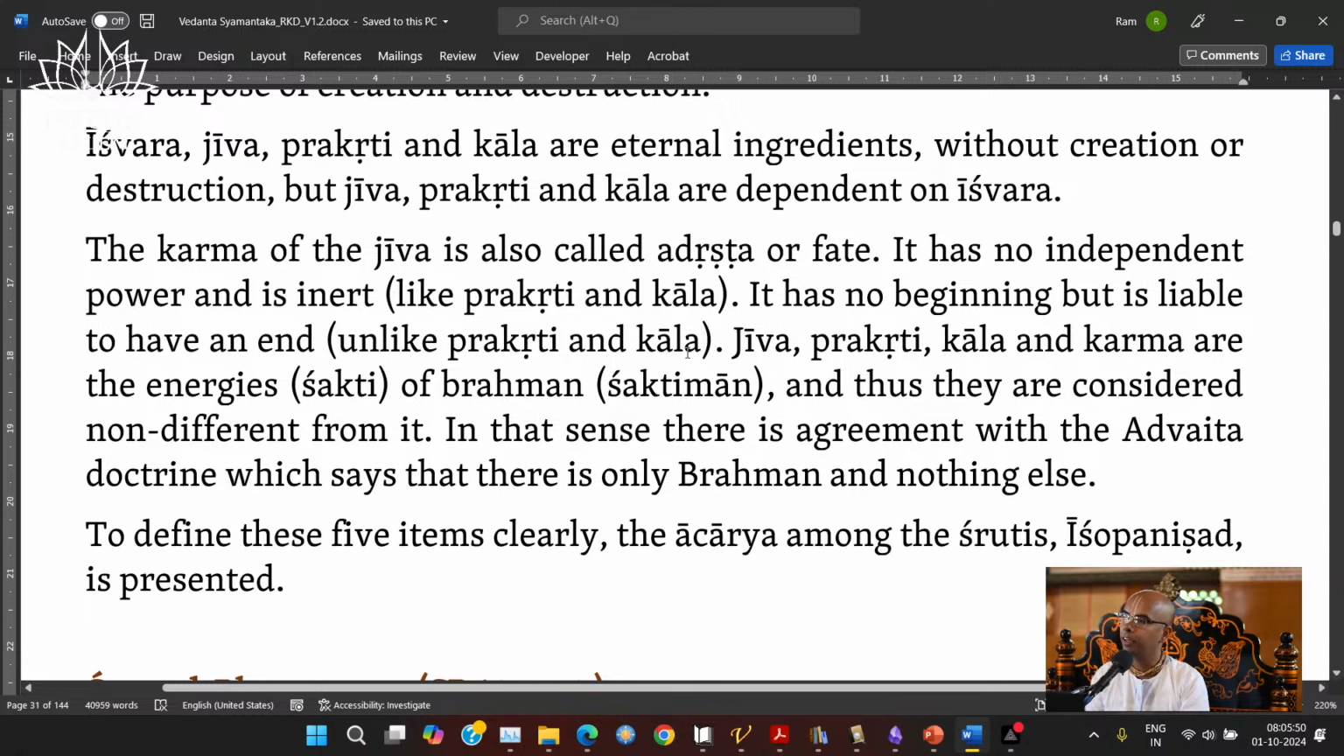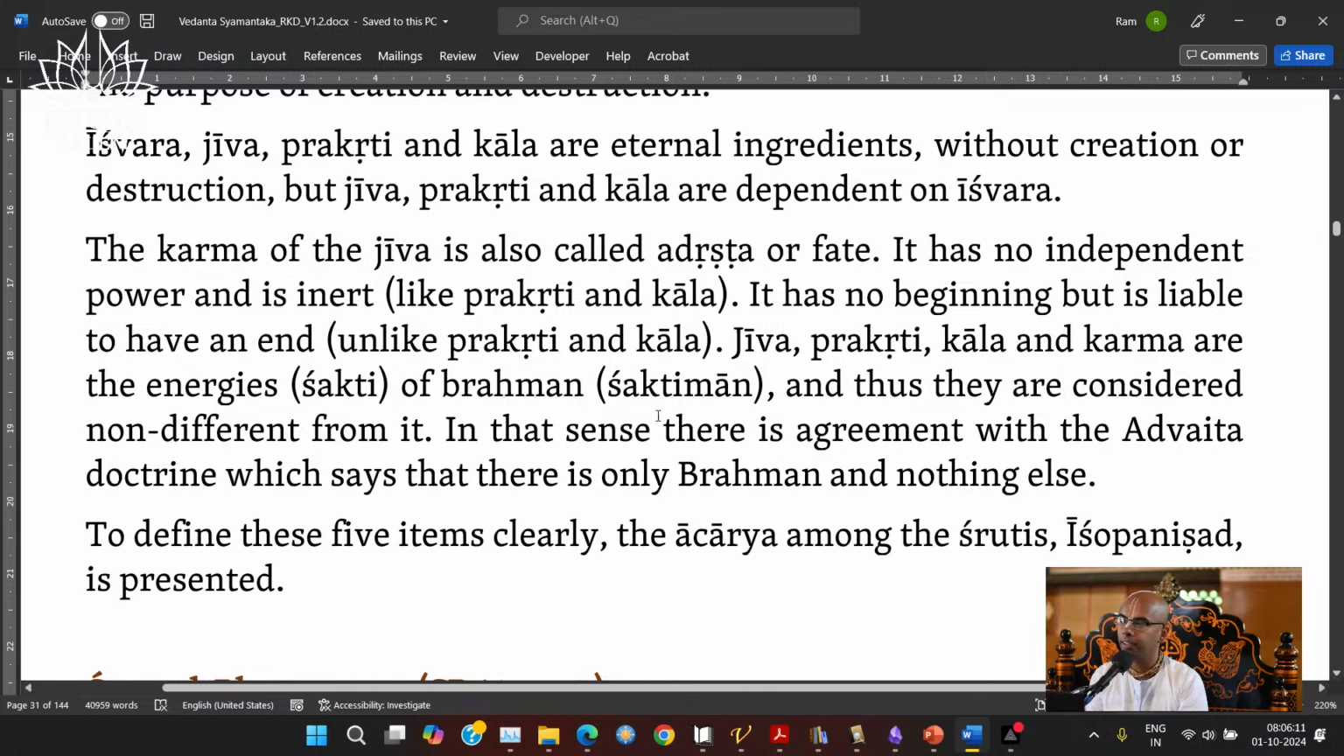So Prakriti and Kala, they are eternal. Although they are unconscious, still they are eternal. They are eternal energies of the Lord. So they do not start at a time and end at a time. Whereas the karma of a living entity, although it's called beginningless, we will see why it is called beginningless, but it has an end. It can come to an end.